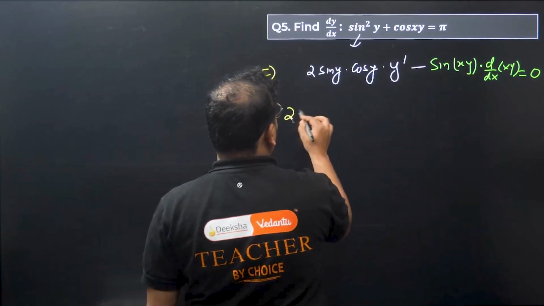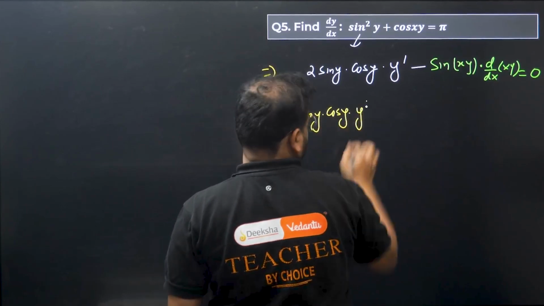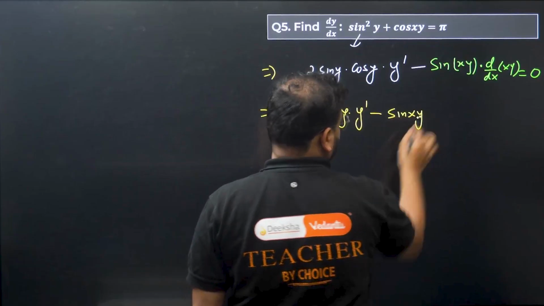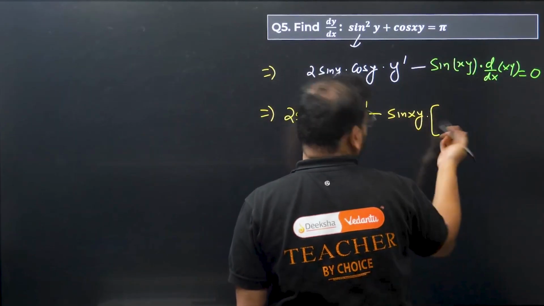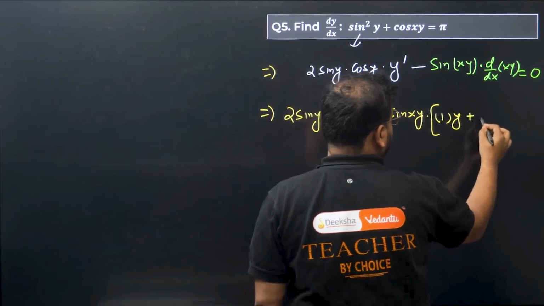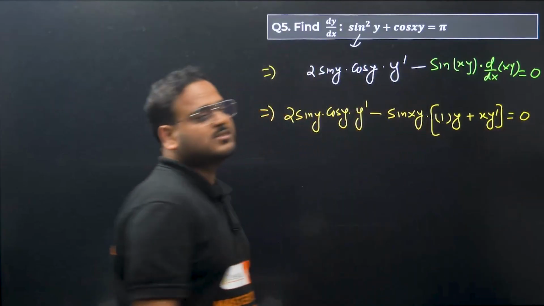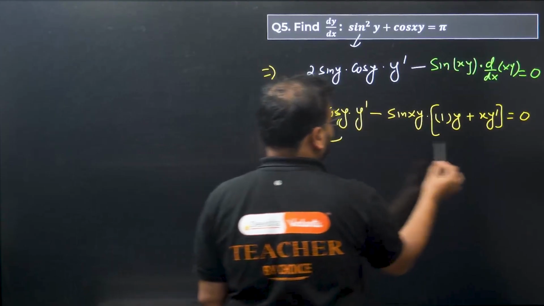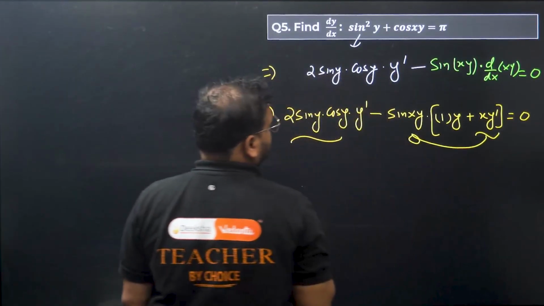So I get 2 sin y cos y dash as it is, minus sin xy, and over here differentiate this. I differentiate x first, I can do any order. I get x as 1, y as it is, plus x as it is, y dash over here. Now I want the y dash terms together, so I have y dash over here and over here. I have to multiply this with sine also.